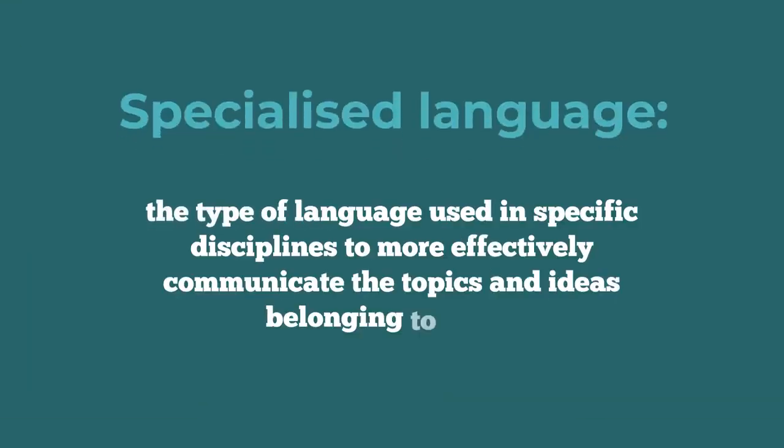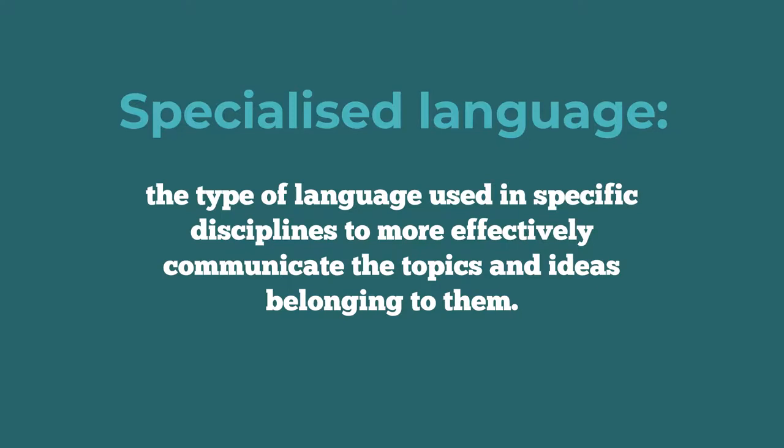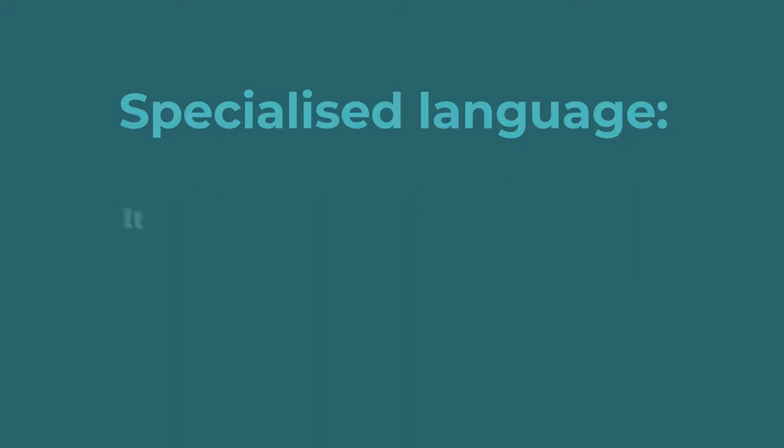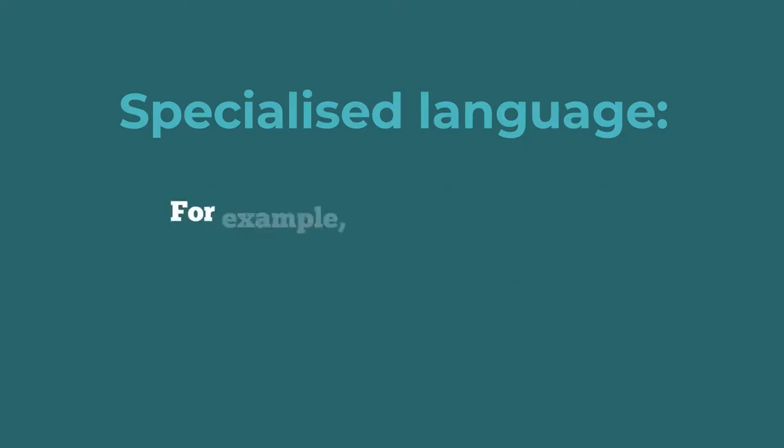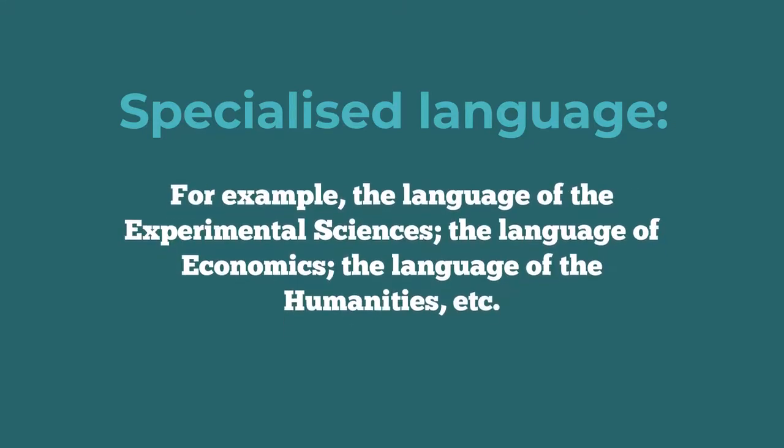Specialized language is the type of language used in specific disciplines to more effectively communicate the topics and ideas belonging to them. It is distinct from the languages of other areas and, especially, from non-specialized language. For example, the language of the experimental sciences, the language of economics, the language of the humanities, etc.